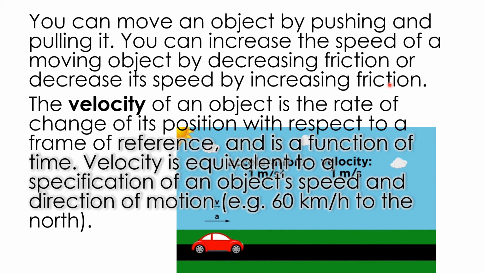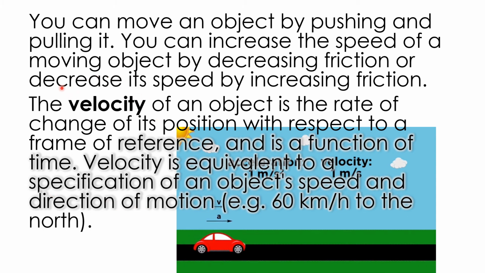So, yun yung ating friction. Tatandaan natin, pag sinabing friction, ito yung pumipigil sa paggalaw ng isang bagay. It resists or stop the motion of an object. Next, the velocity. The velocity of an object is the rate of change of its position with respect to a frame of reference and is a function of time. So, velocity is equivalent to specification of an object's speed and direction of motion.